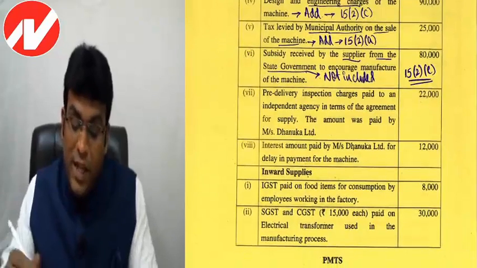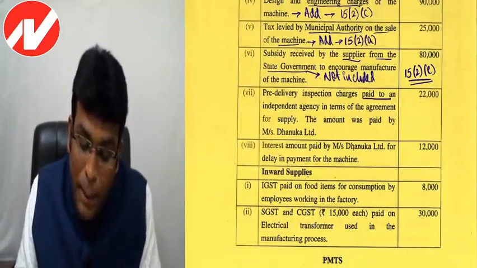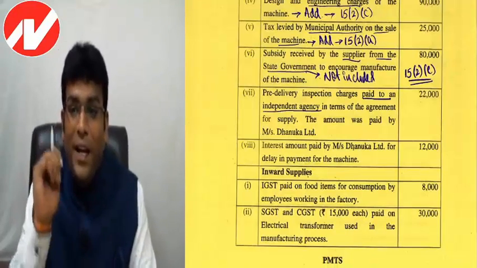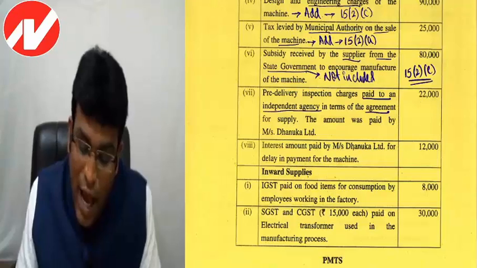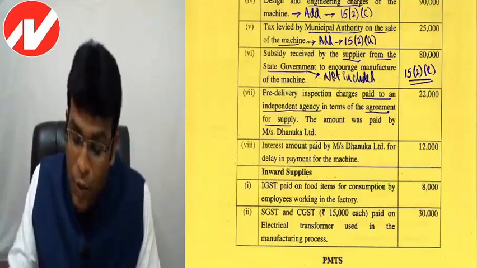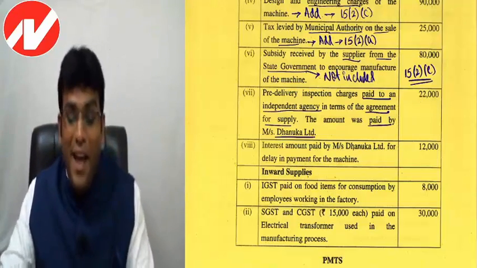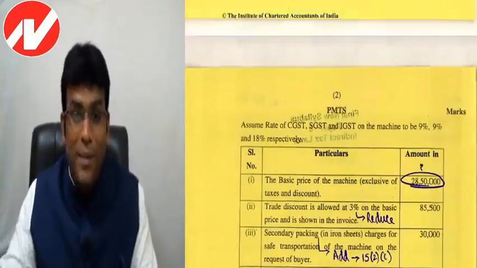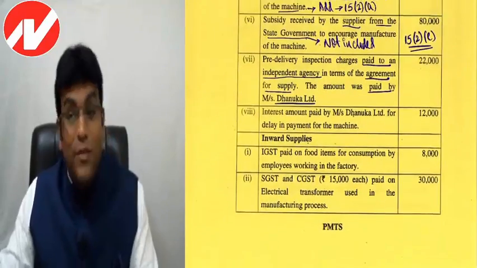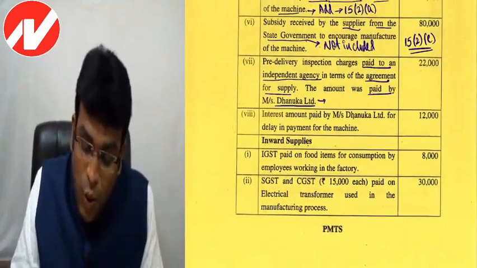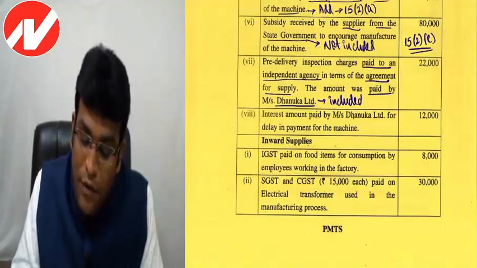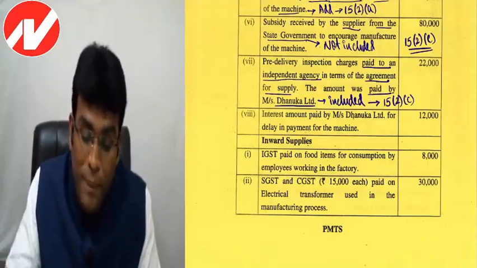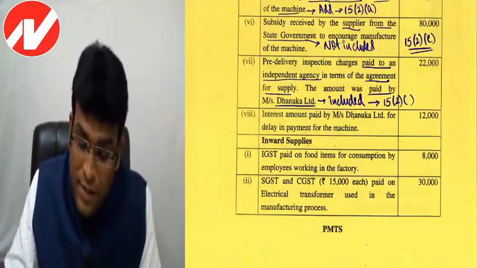Pre-delivery inspection charges paid to an independent agency, in terms of the agreement for supply, and the amount was paid by Dhanuka Limited. Actually, who was supposed to pay that? It was supposed to be paid by John T Limited, but who actually paid that is Dhanuka Limited. So this is also included in the value of supply because of a brilliant section called 15(2)(b), my dear friends.